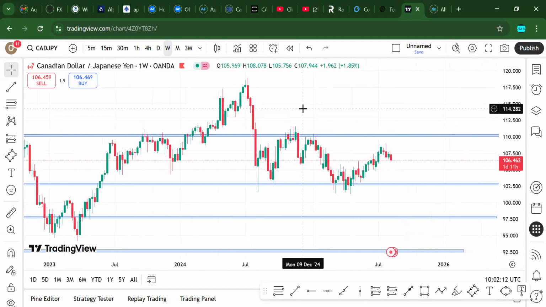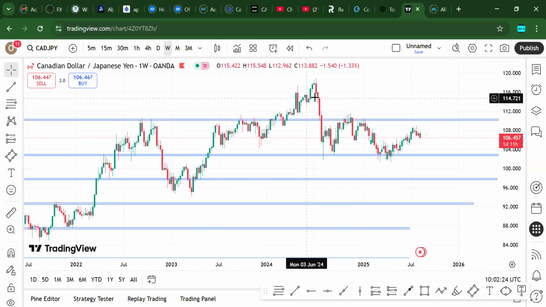And today we're going to be looking at one of the minor currency pairs, CADJPY. So that's the Canadian dollar paired against the Japanese yen. So without wasting much time, let's quickly get into it.